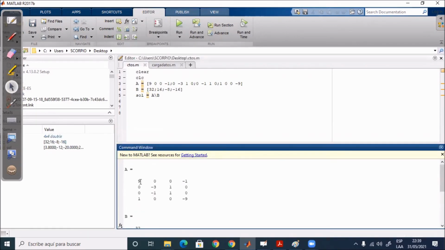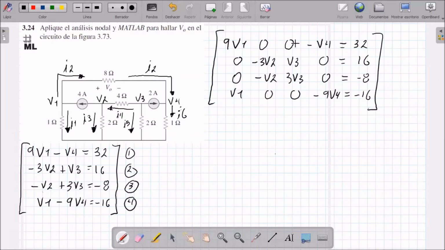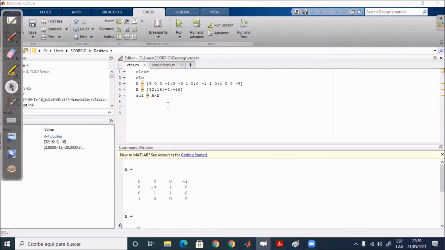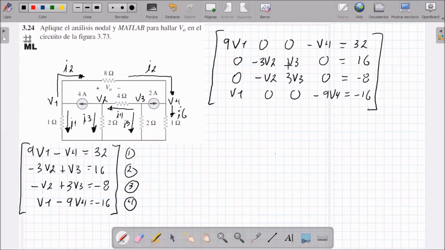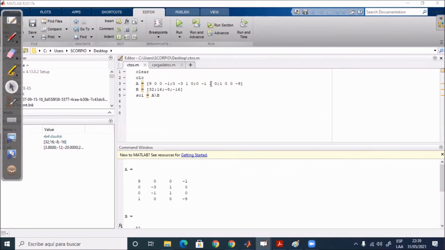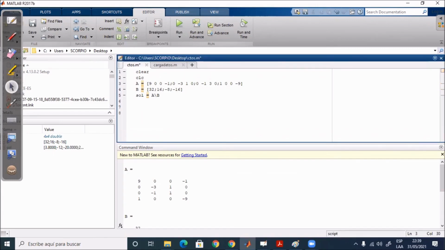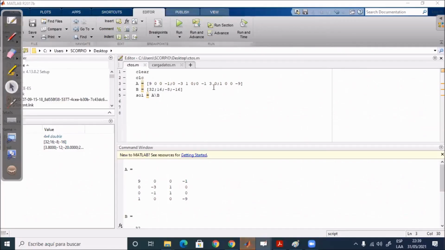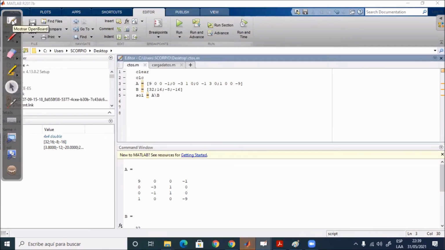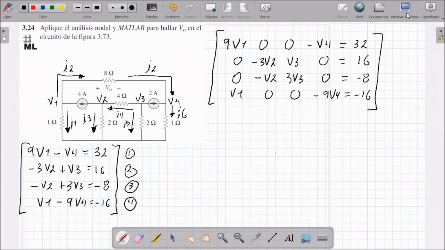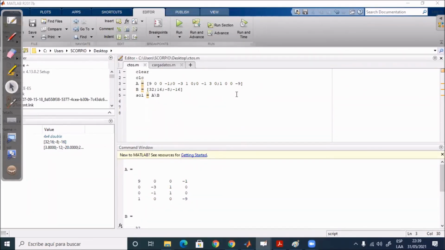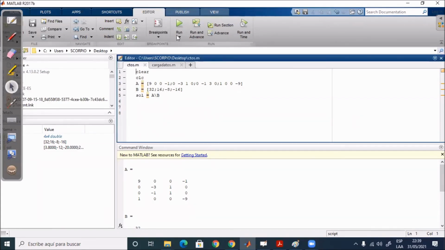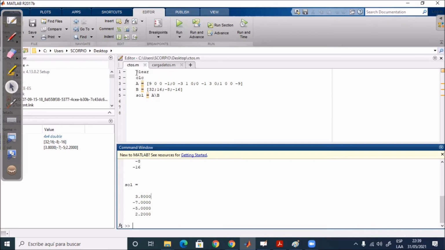Okay, let's save, and here we have the matrix. Let's check the matrix: 9, 0, 0, minus 1. The next one, 0, minus 3, 1 and 0. The next one, 0, minus 1, 3 and 0. And the last one is 1, 0, 0, minus 9. And on the equal side it would be 32, 16, minus 8 and minus 16. There is a small error that was here. I will correct it again.